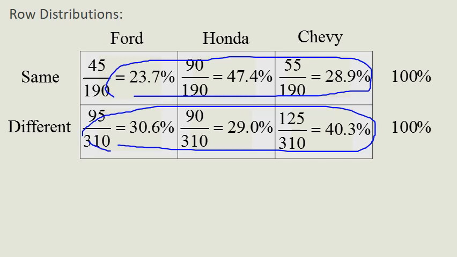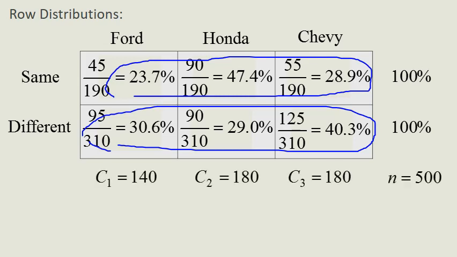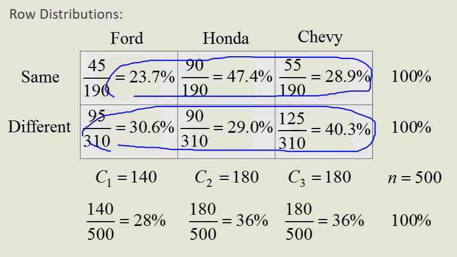Speaking of the null hypothesis, let me show you what the data would look like if the null hypothesis were true. To do that, we need the distribution of the column totals. We find that by dividing them by the sample size 500 to get these percentages. If the null hypothesis were true, then both row distributions would be equal and look like this.